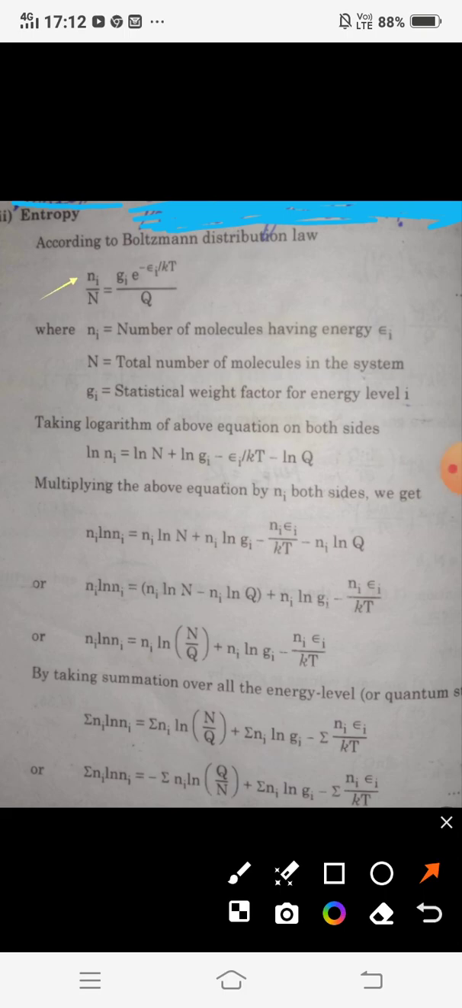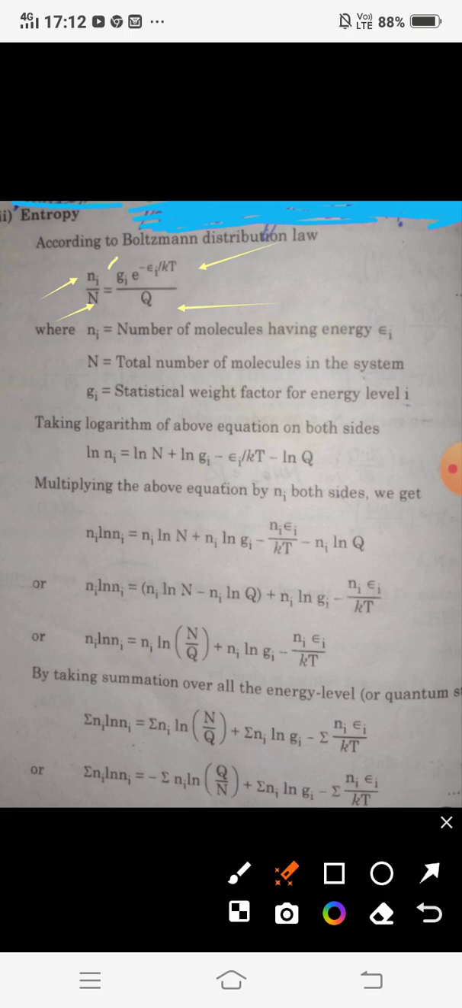This is the topic where we will study the partition function relation with the entropy. The first equation mentioned here shows the Boltzmann equation, where small ni means the selected particles divided by the total number of particles with their statistical value.